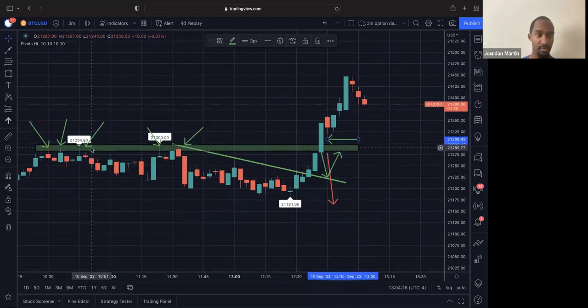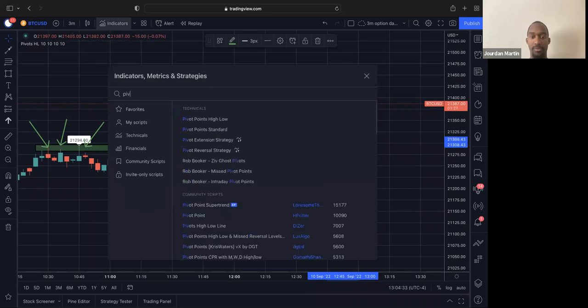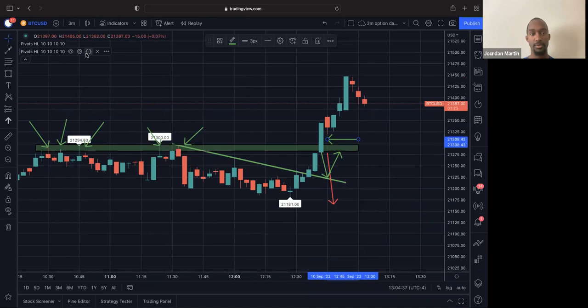Let me go back to the chat. What action did I click to get those prices outlined in white on the chart? This is pivot points, high, low. That's what that is, and it's going to plot those levels out.